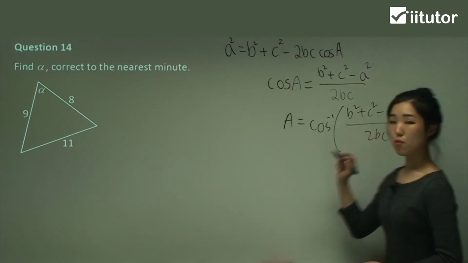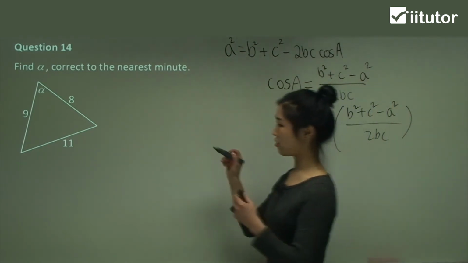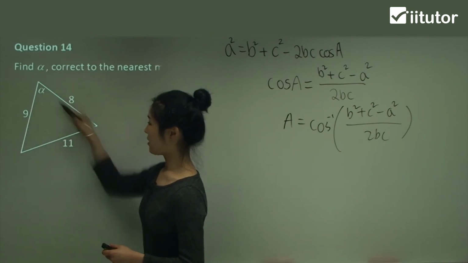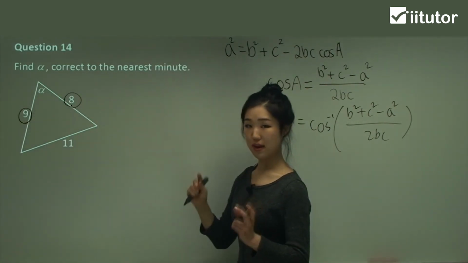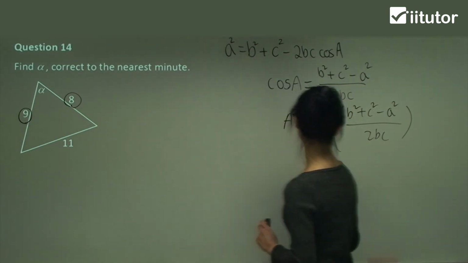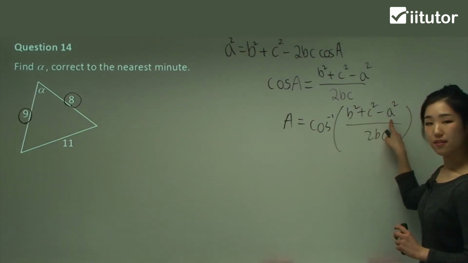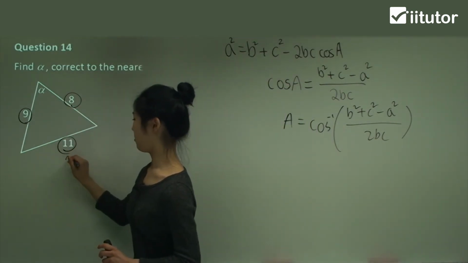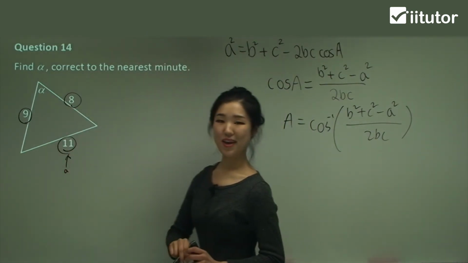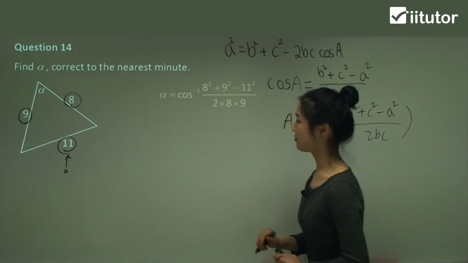And B and C will be the remaining two sides, the sides outside the angle, which are going to be 9 and 8. These are the remaining two sides, B and C. And this A is the side that's opposite the angle, which is 11. So let's go ahead and put everything in just like that.